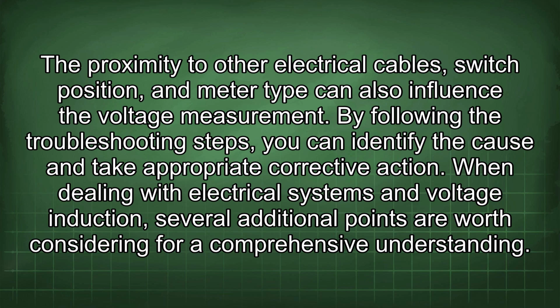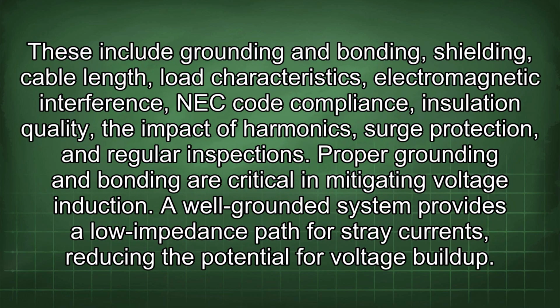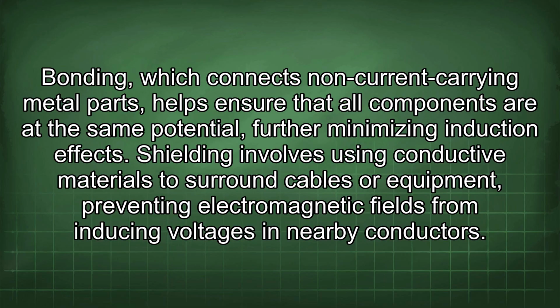When dealing with electrical systems and voltage induction, several additional points are worth considering for a comprehensive understanding. These include grounding and bonding, shielding, cable length, load characteristics, electromagnetic interference, code compliance, insulation quality, the impact of harmonics, surge protection, and regular inspections. Proper grounding and bonding are critical in mitigating voltage induction. A well-grounded system provides a low impedance path for stray currents, reducing the potential for voltage buildup. Bonding, which connects non-current carrying metal parts, helps ensure that all components are at the same potential, further minimizing induction effects.